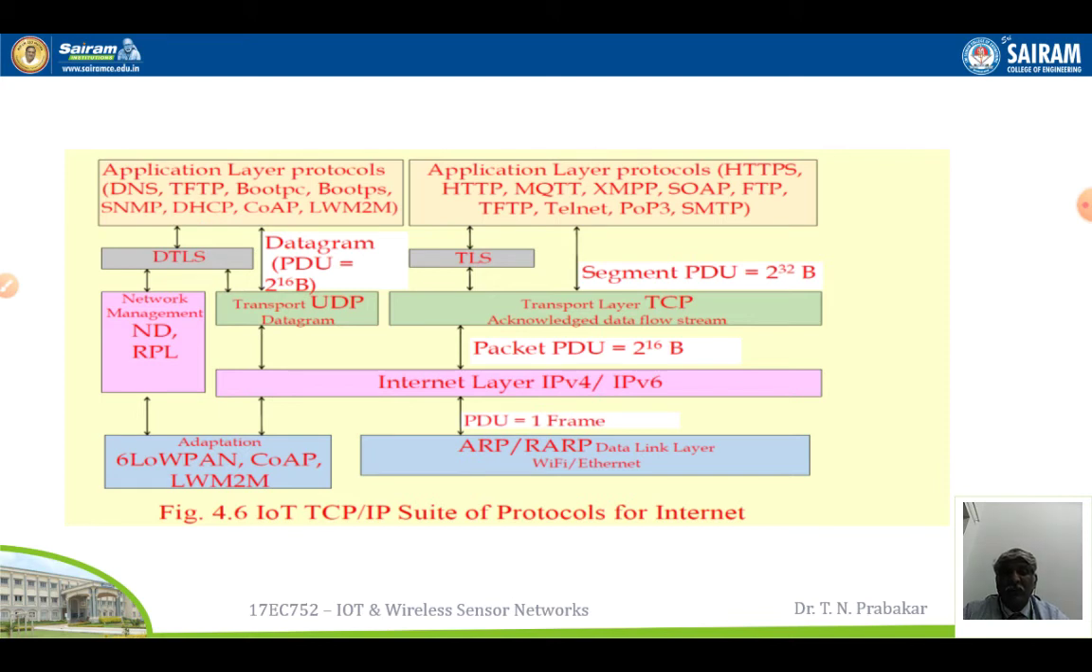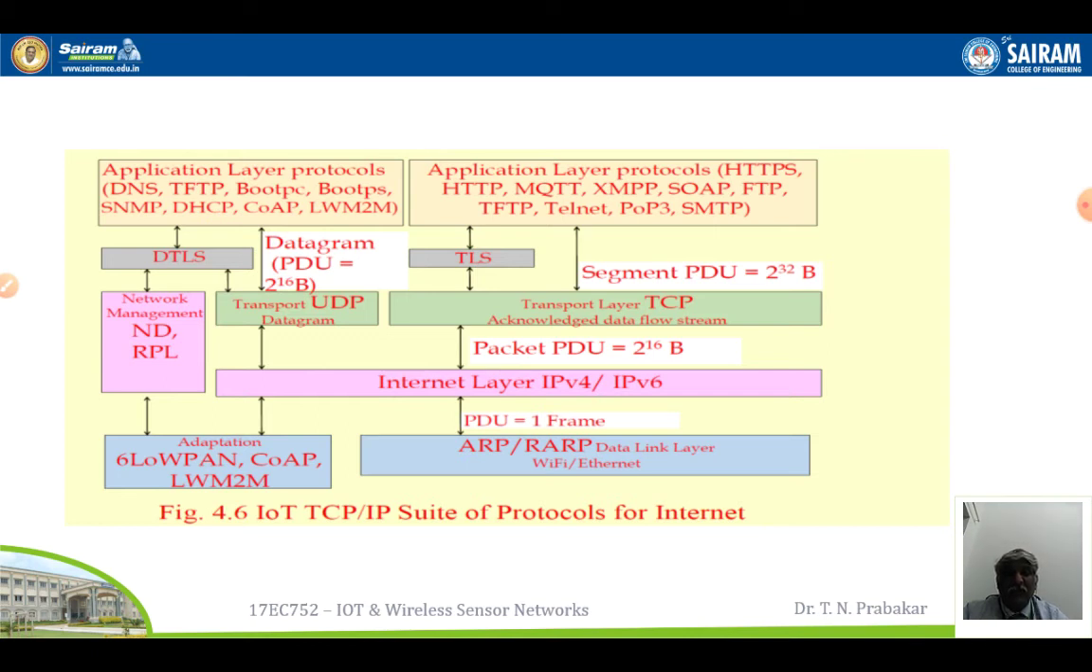On the left hand side you can see application layer protocols such as DNS, the domain name server, which we have seen. Then BOOTP, SNMP, DHCP, CoAP and the lightweight M2M protocols. These are protocols useful for IoT applications, so these are the different application layer protocols available.